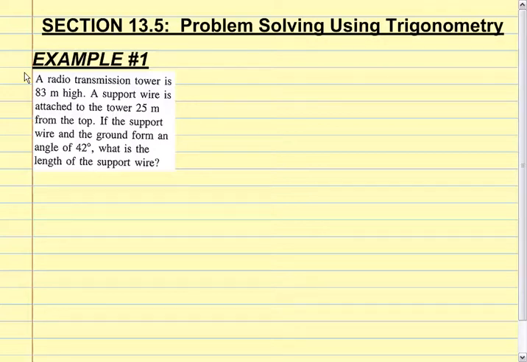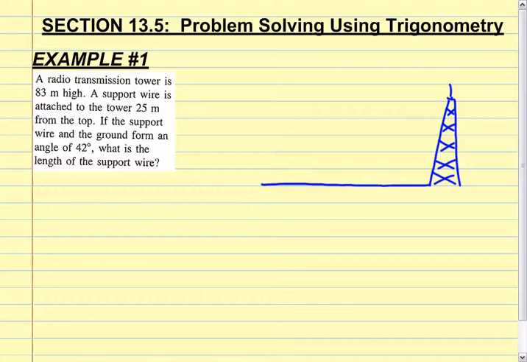Let me see. I'm going to draw my best radio transmission tower. And here it is. Kind of looks like an oil rig, too. What if I did a beacon up there? All right, there we go. But I know that this height is 83 meters. Now a support wire attached to the tower 25 meters from the top.